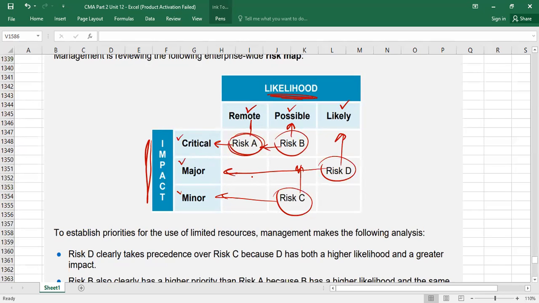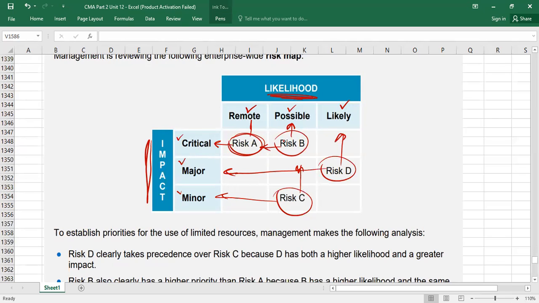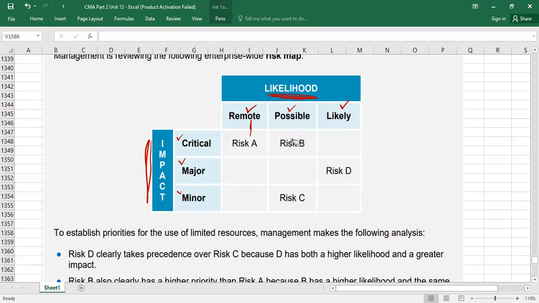Now, being a student or being a management, which risk will you prioritize first? Prioritize means which risk you have to manage first. Actually, it depends. It's totally judgmental. It is my observation. Maybe I'll consider first this risk B. Why B? Because chances are possible, impact is critical, big impact it has. So I should manage this first.